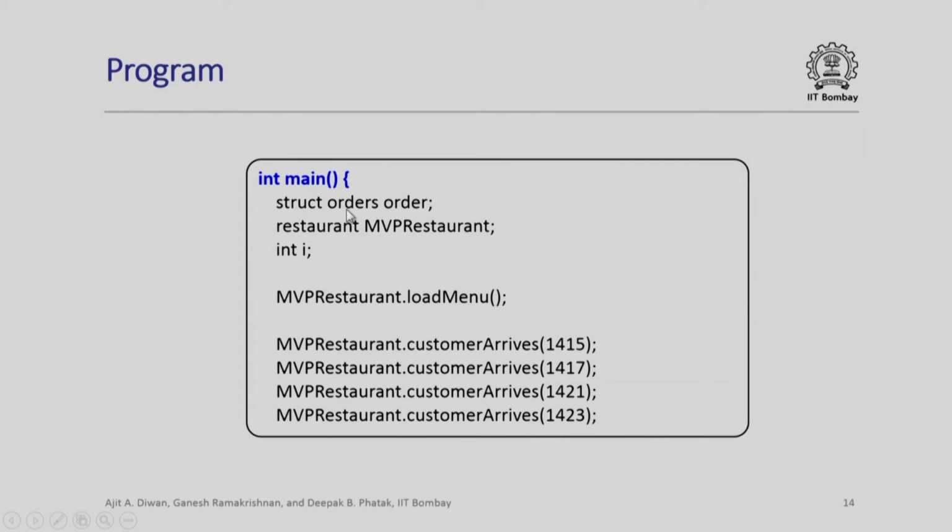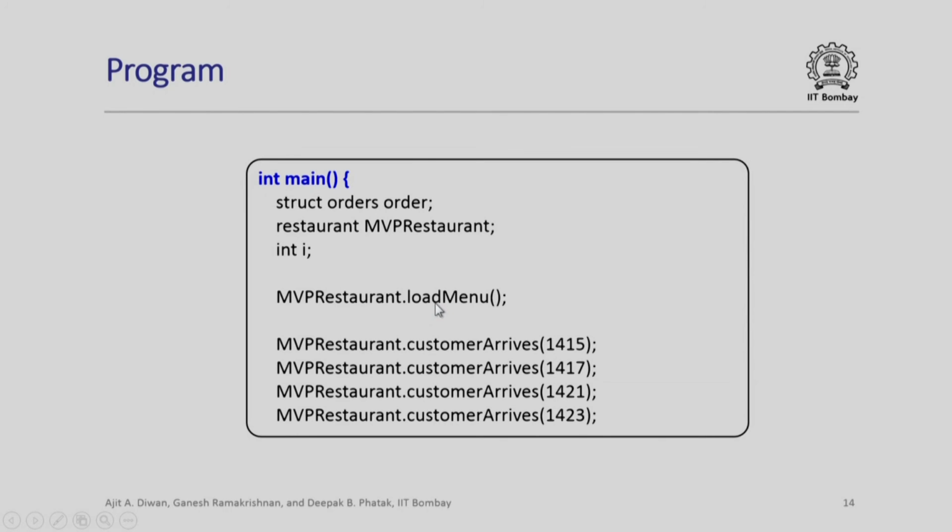We define orders as a struct which we have defined. So, this is the order element. The restaurant is MVP restaurant, or My Vada Pav restaurant, and some variables here. Now, we first load the menu. Remember, there is a function. This load menu will complete loading of all the menu items from some backend information. You will recall that currently we are giving fixed information for all menu items and their cost.